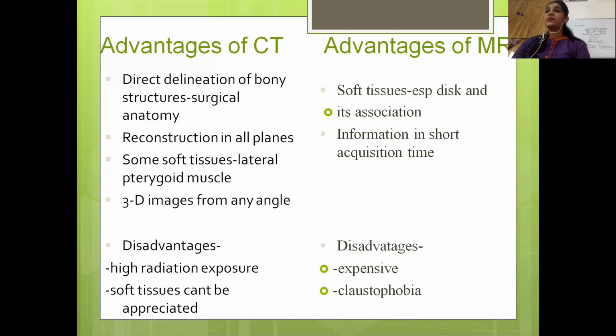What are the advantages of MRI? Again, it is appreciated for soft tissue imaging, especially the disc and its association in the interarticular disc. Then information in short acquisition time. In a small time we can take so much scan. We can take one fast scan and evaluate the joint spaces.